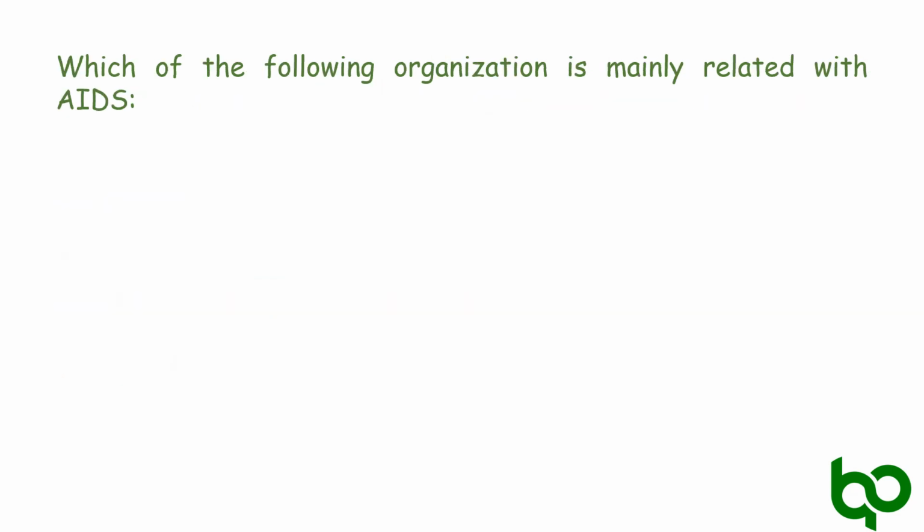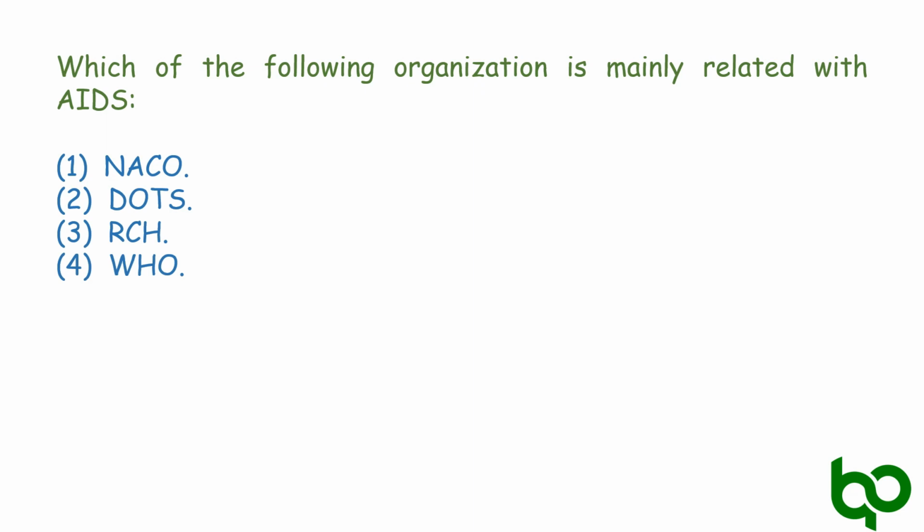Next question: which of the following organizations is mainly related with AIDS? The options are NACO, DOTS, RCH and WHO. Here the correct answer will be option 1, NACO, because in India the awareness of AIDS is being spread mainly by the National AIDS Control Organization, that is NACO.